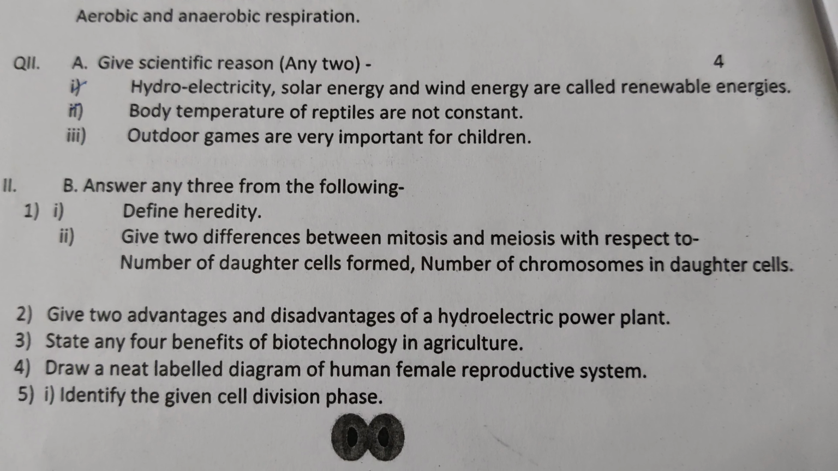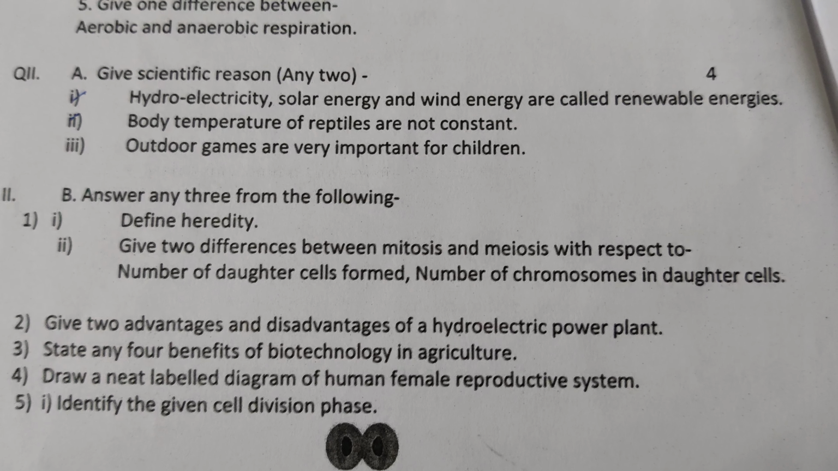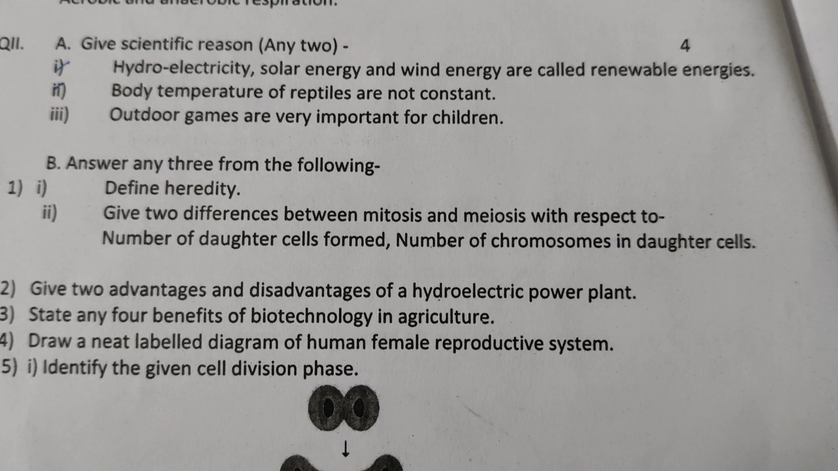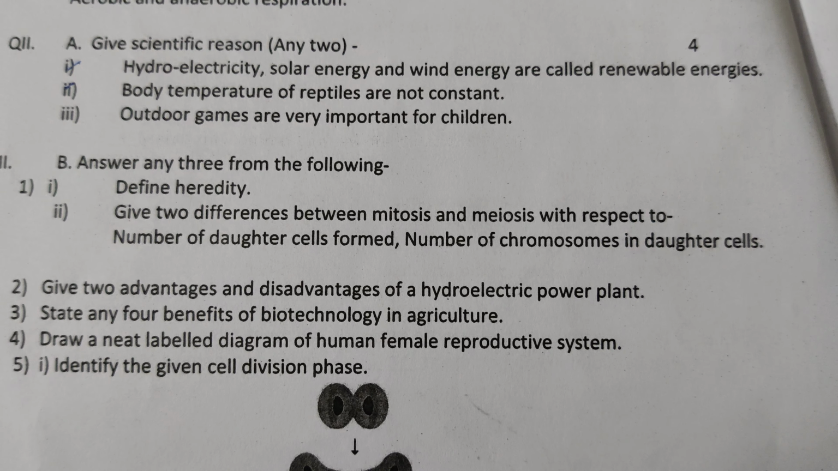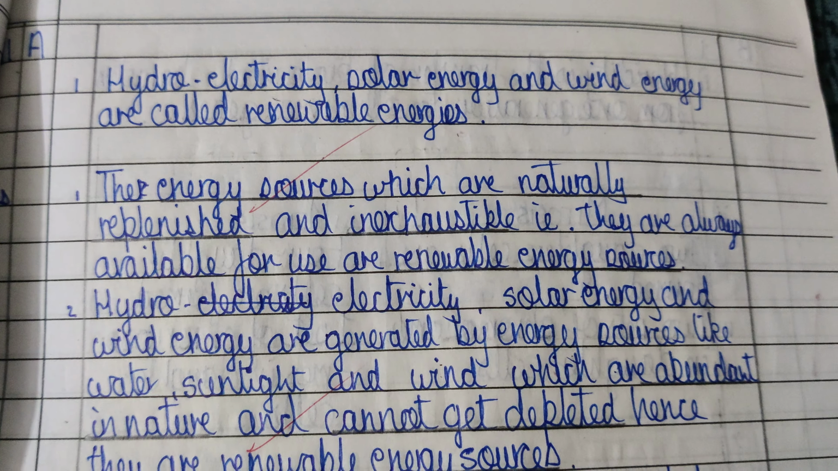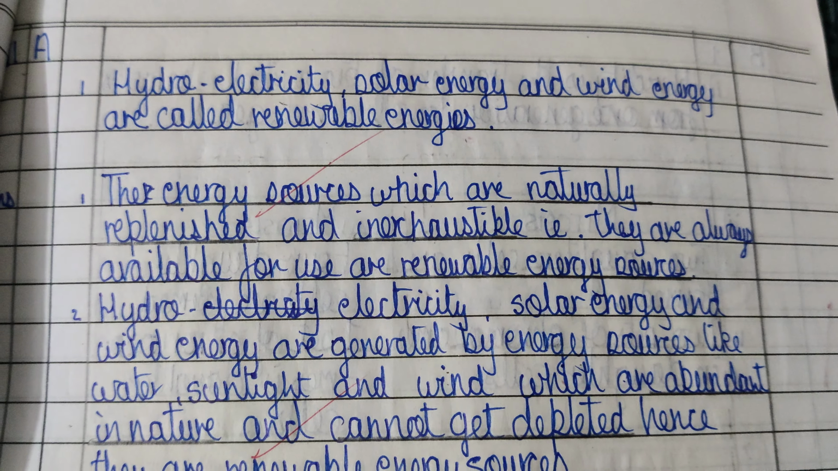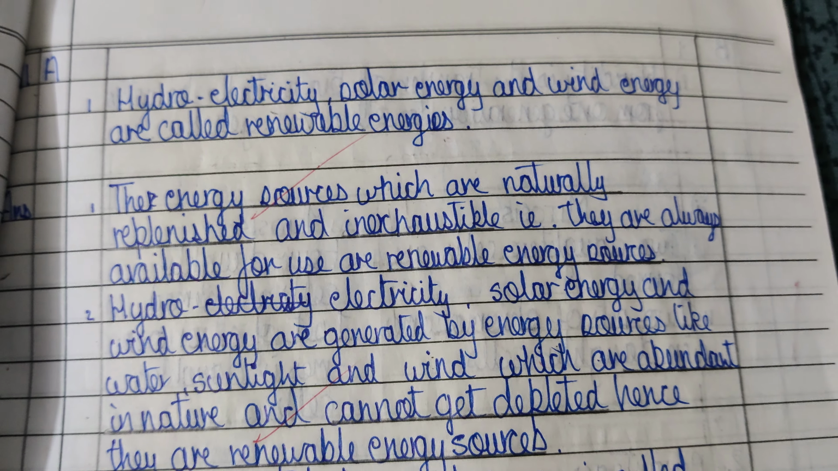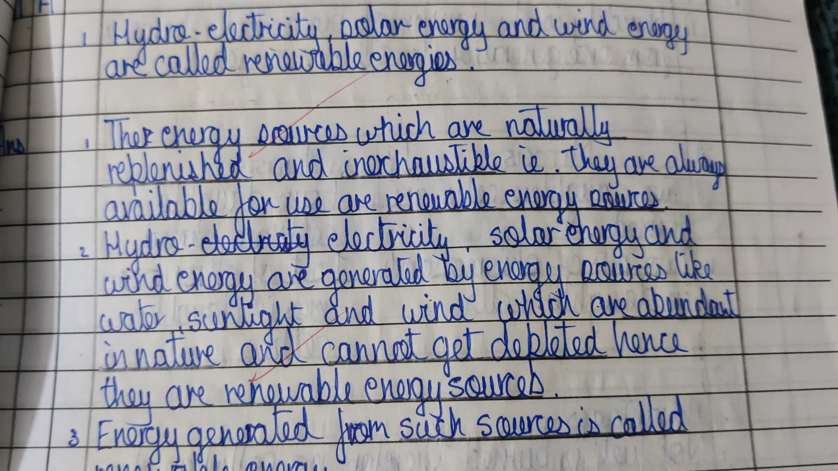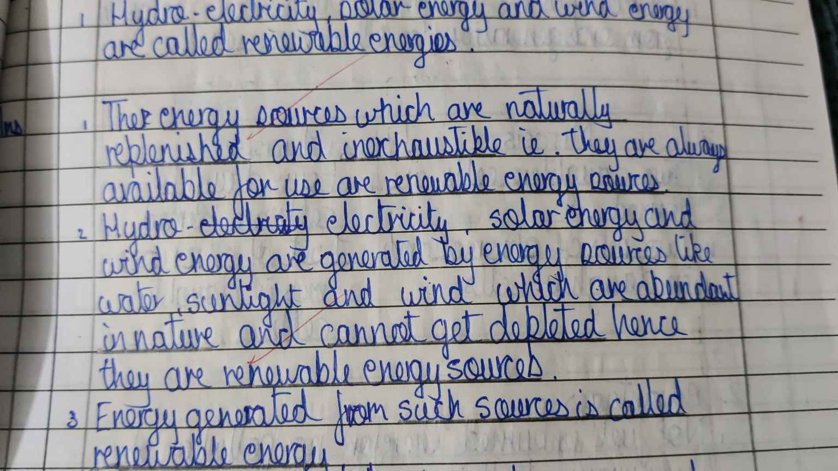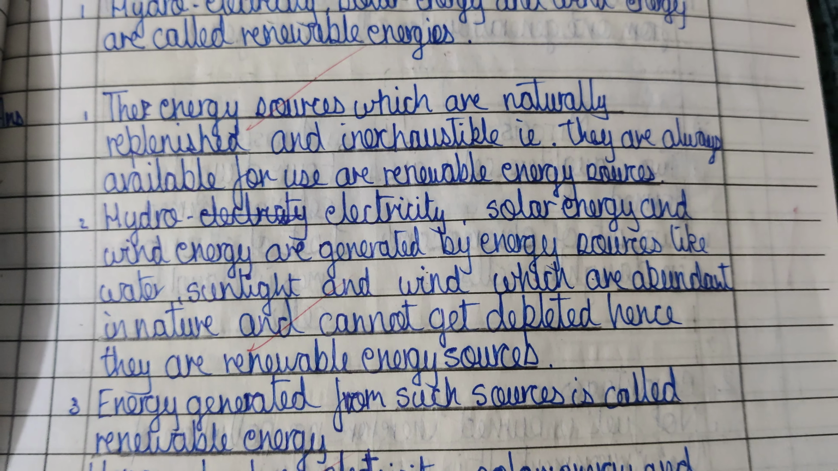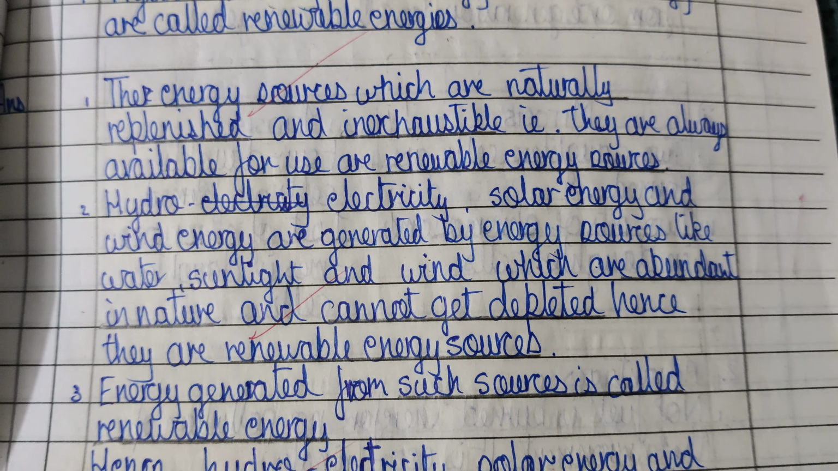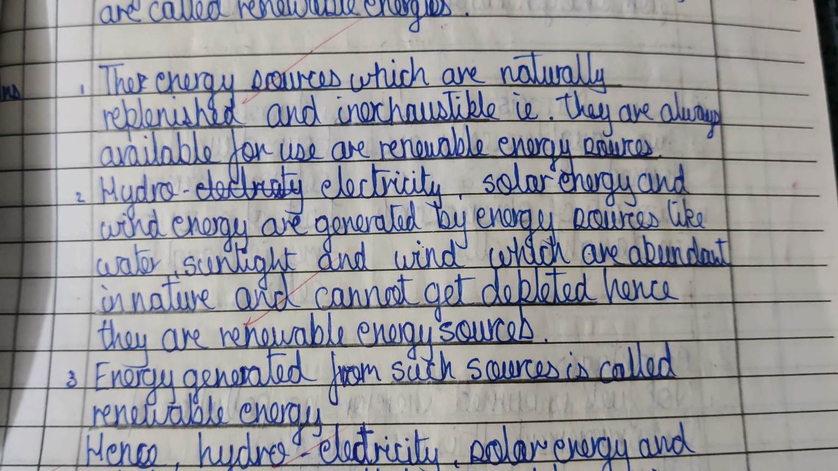Give reasons as to why hydroelectricity, solar energy and wind energy are called renewable energies. Hydroelectricity, solar energy and wind energy are called renewable energies because the energy sources which are naturally replenished and inexhaustible, that is, they are always available for use, are renewable energy sources.